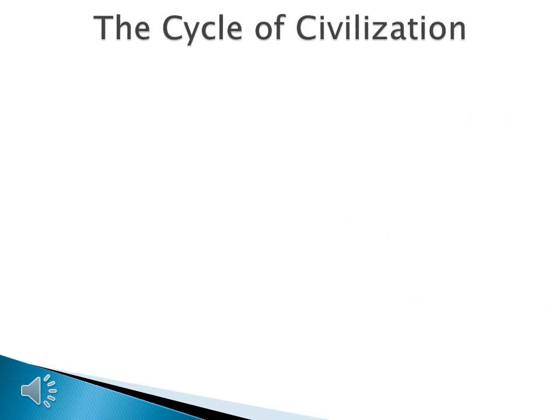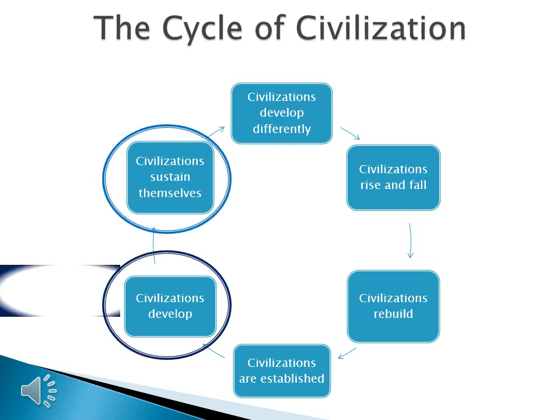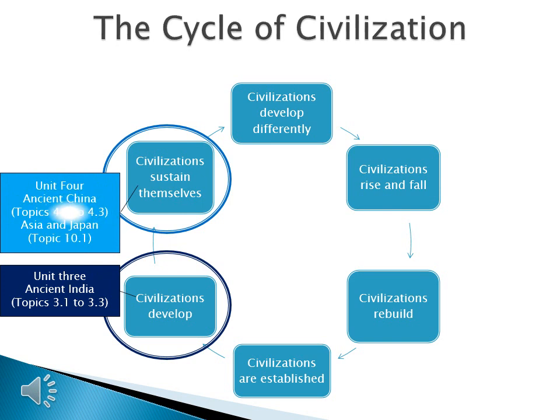Welcome to the World History 1 end of course review on India, China, Asia, and Japan, and we now move to the next part of the cycle of civilization, how civilizations develop and how civilizations sustain themselves. We'll look at Unit 3, Ancient India, topics 3.1 to 3.3 to see how civilizations develop, and we'll look at Unit 4, Ancient China, topics 4.1 to 4.3, and Asia and Japan at Unit 10, topics 10.1 to see how civilizations sustain themselves. With that said, go to the next slide.